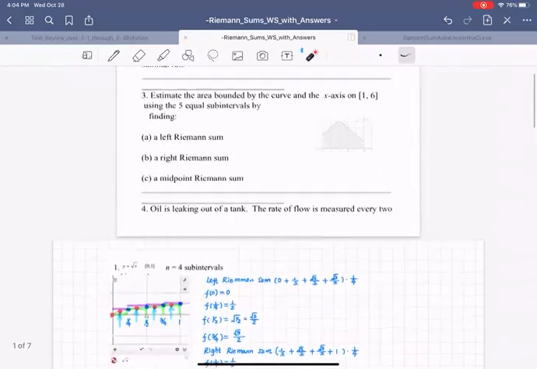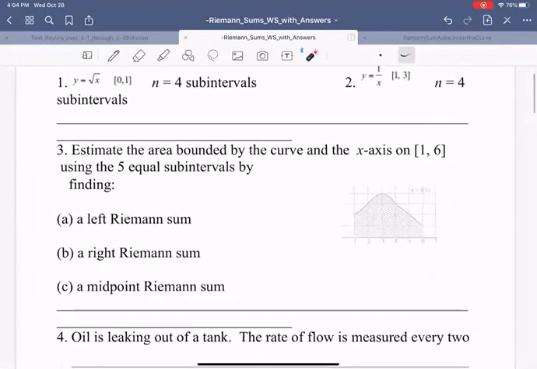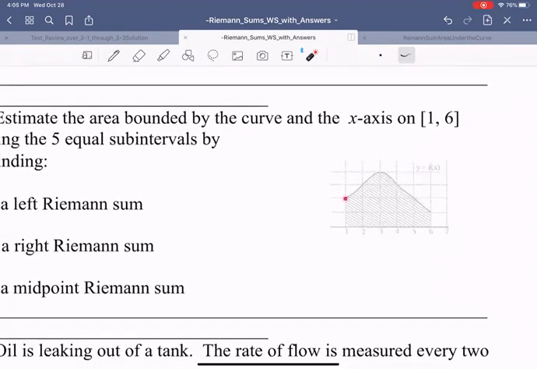So this is the second example. Let's see the third one. They show you the curve. This time they don't give you a function, they show you a curve from 1 to 6. They ask you to use 5 intervals and do the left Riemann sum. Oh, this is easy. We choose a point from the left. This is the first point, second point, third point, fourth point, fifth point.